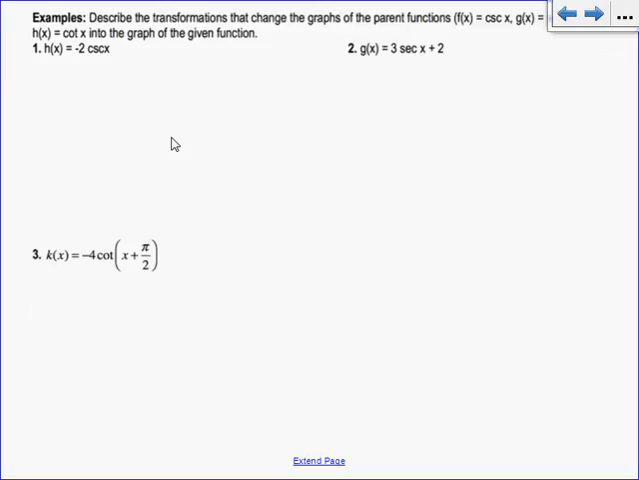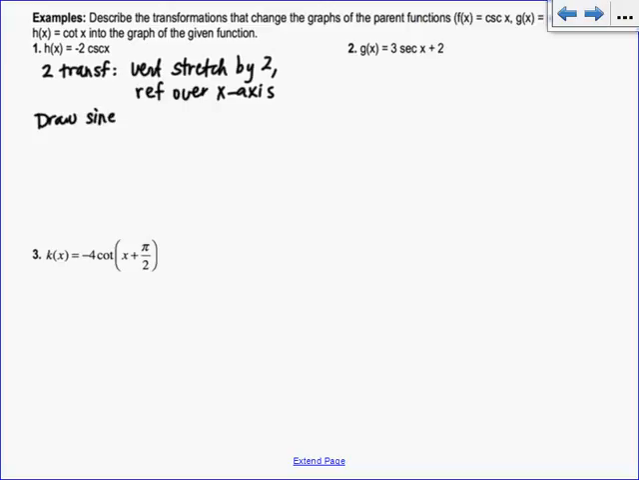For h of x, I have negative 2 cosecant of x. So what's that negative 2 doing? It's actually 2 transformations. We have a vertical stretch by 2. What's the negative do? Reflection over the x-axis. If you have to draw cosecant, we need to draw its reciprocal first. That's what's annoying about these. Whenever you have cosecant and secant, you have to draw the reciprocal first, because how do you know where the asymptotes are and so on.